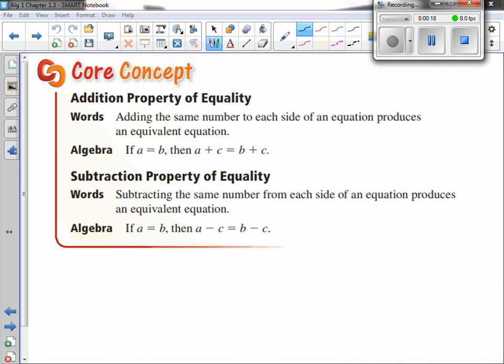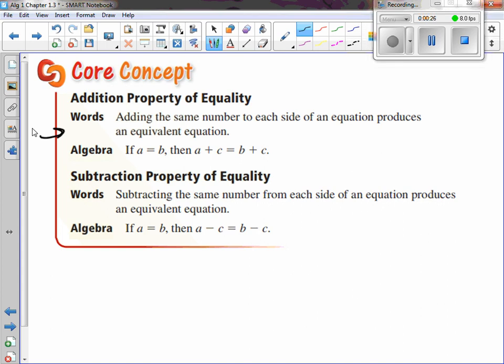Now, the first two properties we're going to look at are the addition property of equality and the subtraction property of equality. The addition property of equality says that adding the same number to each side of an equation produces an equivalent equation. So if A is equal to B, then A plus C is equal to B plus C. We can add the same thing to both sides, and it doesn't change anything. One side's not greater than the other. They're both equal. We can do the same thing with subtraction.